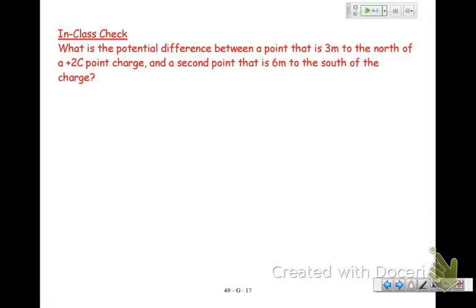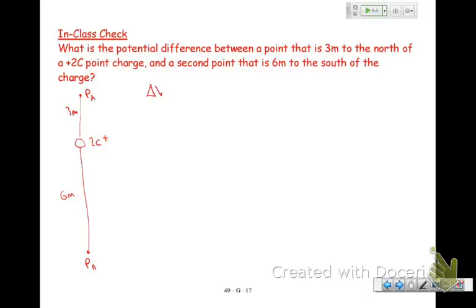What is the potential difference between a point that is 3 meters to the north of a 2 Coulomb positive charge? So here's my 2 Coulomb positive, and this is 3 meters. There's my point, P_A. And the second point was 6 meters to the south. Oh my word, opposite direction, 6 meters, P_B. So what is my potential difference?